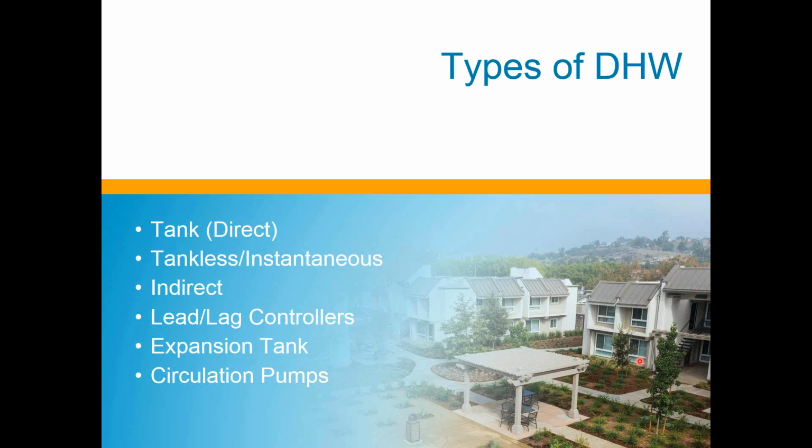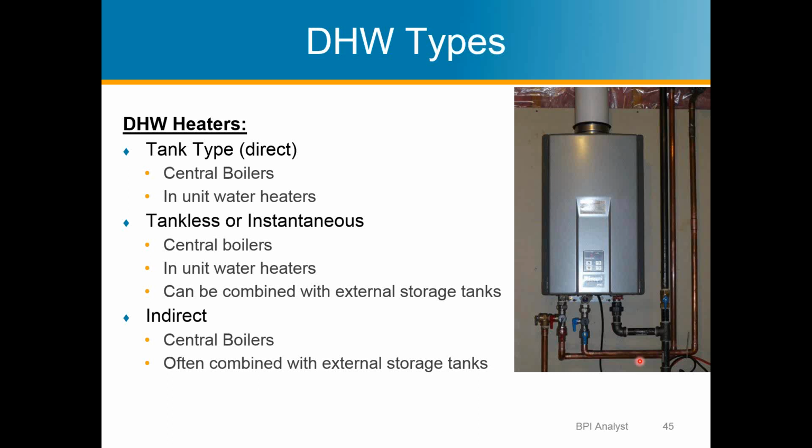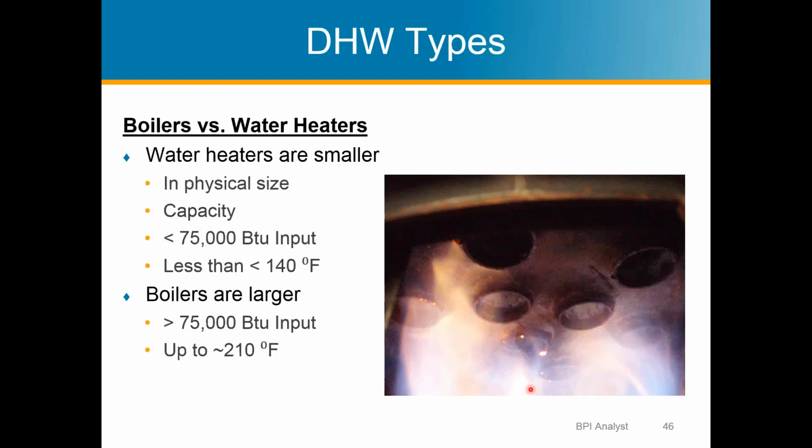So there's different types of water heating. There's tank and tankless, indirect. I meant to take lead lag controllers out. Expansion tanks and circulation pumps we'll talk about. So the types, the tank type, we'll get into instantaneous or tankless and indirect. So this picture here is of a tankless unit that's installed in a home somewhere. And we'll talk more about them.